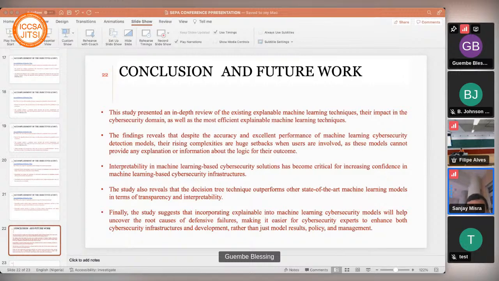Yes, Blessing. So, can you conclude your observations? What is your major outcome in this work? Yeah, our major outcome is that our findings reveal that interpretability in machine learning based cybersecurity models has become critical for ensuring confidence in machine learning systems in the cybersecurity domain, because cybersecurity is a very sensitive area where making decisions and providing high accuracy is not enough to justify the reason for the machine learning outcome in detecting sophisticated attacks.